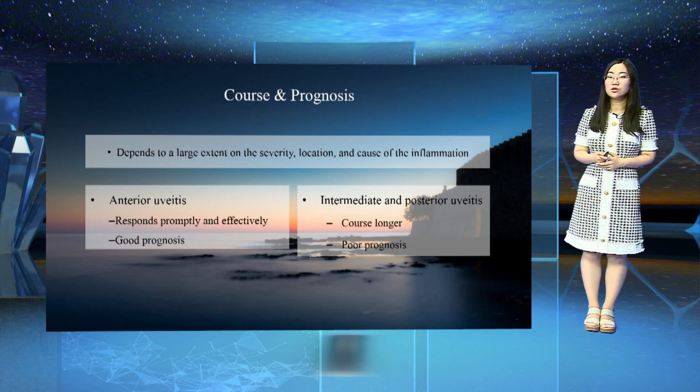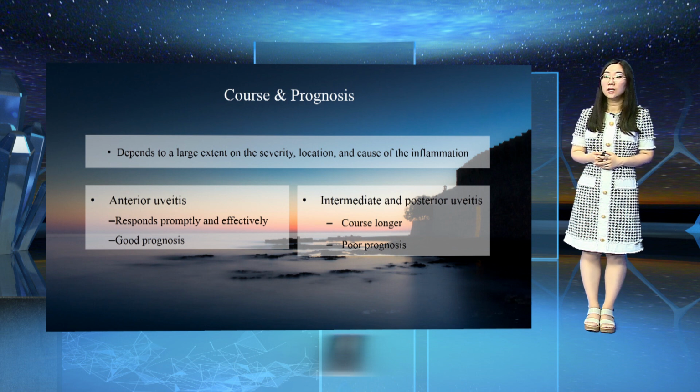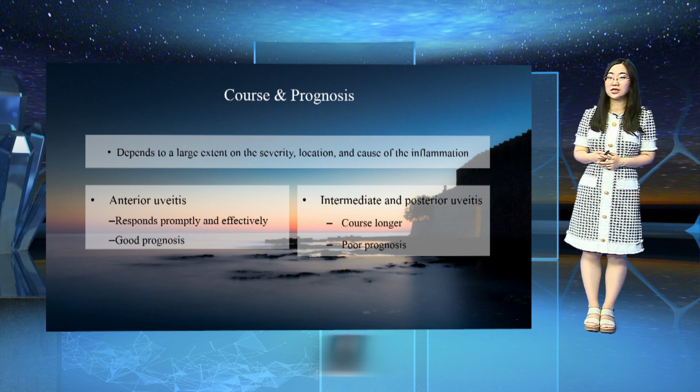The course and the prognosis of uveitis depend to a large extent on the severity, location, and cause of the inflammation. Severe inflammation takes longer to treat and is more likely to cause intraocular damage and loss of vision than mild or moderate inflammation. Anterior uveitis tends to respond more promptly than intermediate, posterior, or diffuse uveitis. Retinal, choroidal, or optic nerve involvement tends to be associated with a poor prognosis.